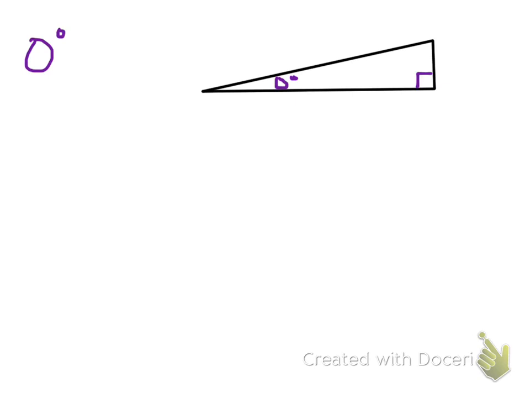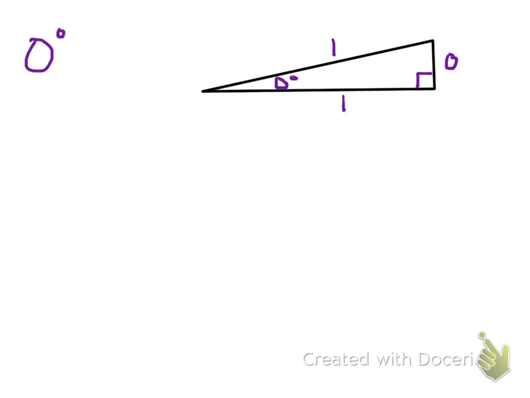0, right? So the opposite side of the 0 degree angle, if the angle was 0 degrees, has to close all the way down to 0. And when it does close down to 0, this side is going to be equal to the hypotenuse. Okay, so we've got our hypothetical 0 degree angle in a triangle.